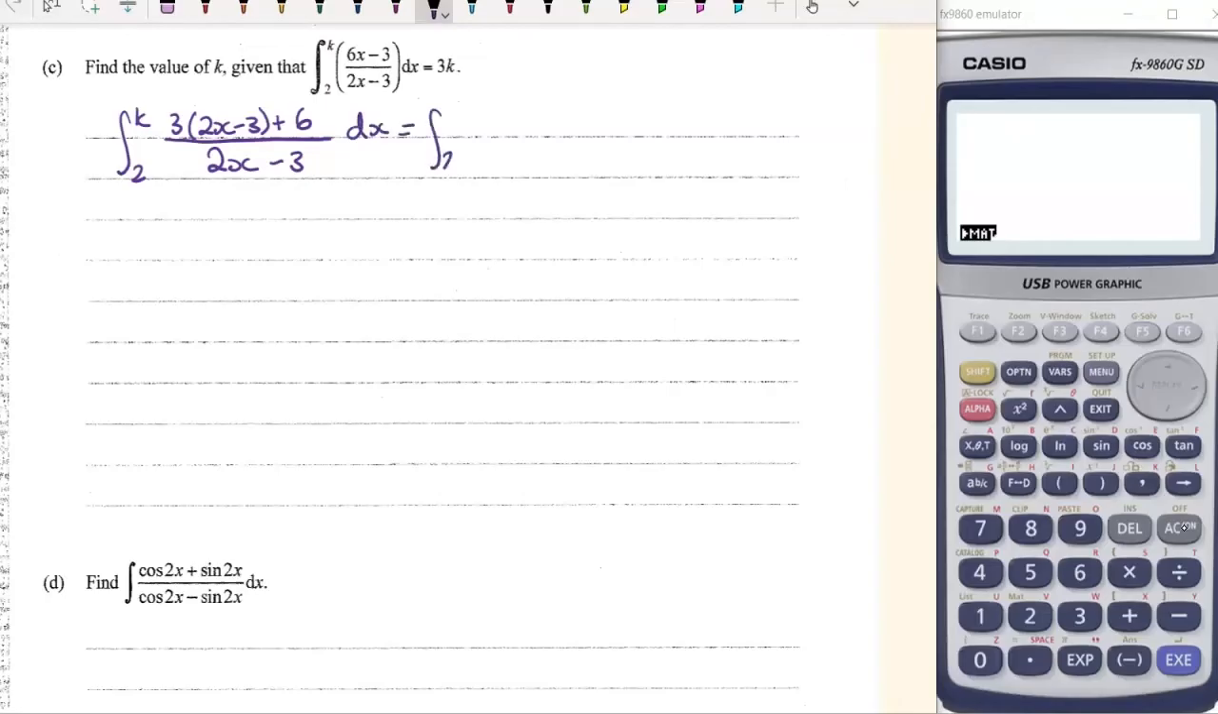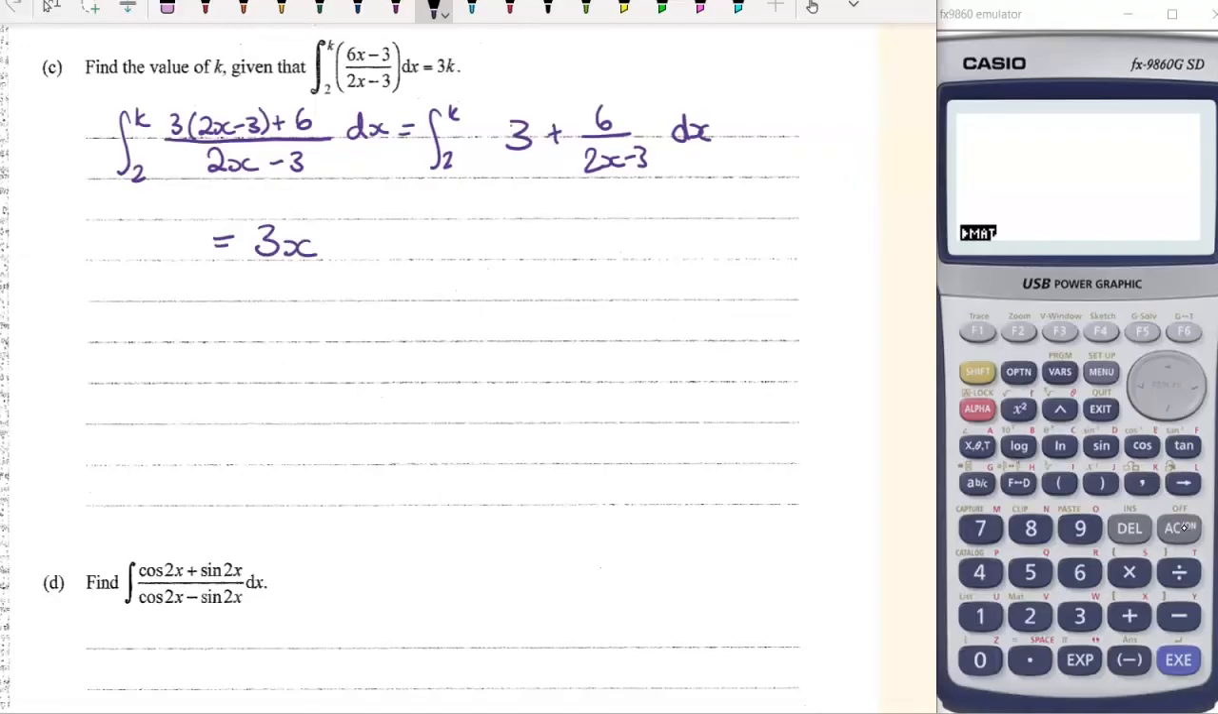Now that will be equal to, we can separate the pieces of that fraction into 3 times (2x minus 3) over (2x minus 3) plus 6 over (2x minus 3). The 2x minus 3 cancels, so we just have 3 plus 6 over 2x minus 3. Let's just bring that bit closer. Okay, so now those bits we can integrate.